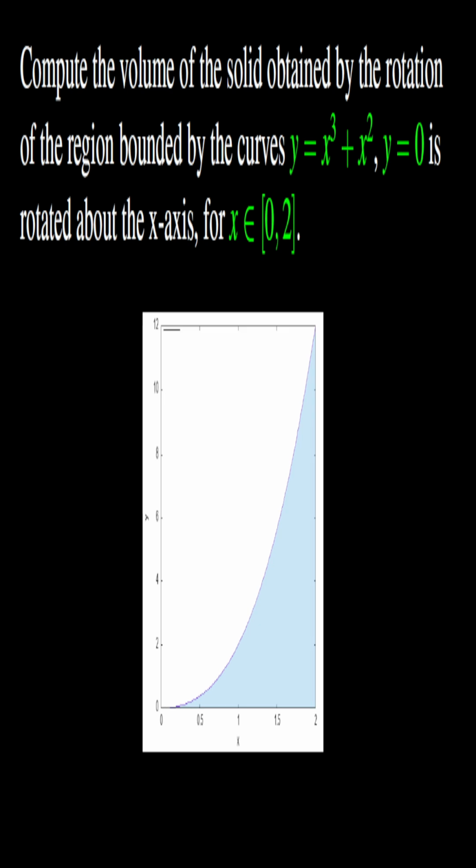When we have this type of question, it is important to have a graph of the region. This will allow us to learn more about the geometry of the problem and adopt the proper method to solve it. In this case, the region is bounded by the curve x cubed plus x squared and the x-axis. The axis of rotation is also contained in this region. This is important because it will allow us to use the disk method to compute the volume of the solid.